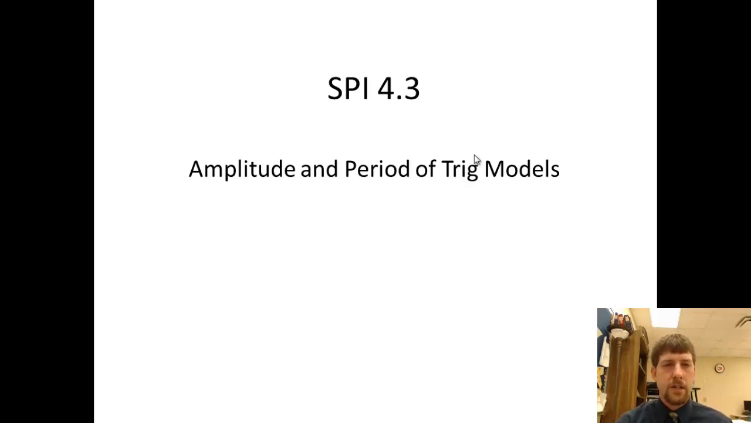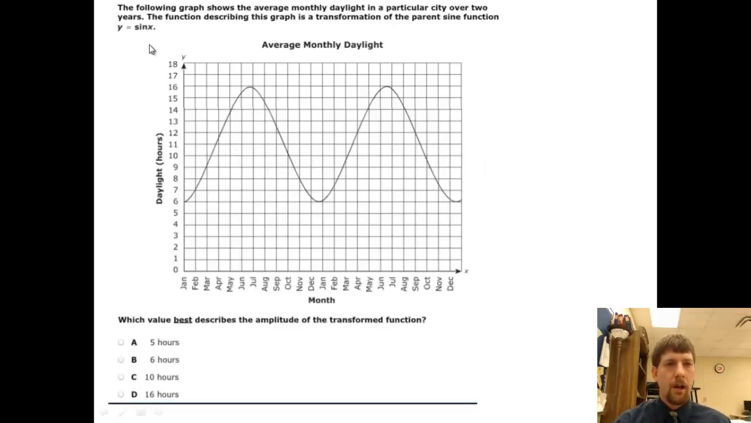So let's look at this first example. The following graph shows the average monthly daylight in a particular city over 2 years. The function describing this graph is a transformation of the parent sine function y equals sine of x. We don't have to do anything with that. All this says is if we were to graph y equals sine of x, it would look similar to this. What they want to know is, which value best describes the amplitude of the transformed function?